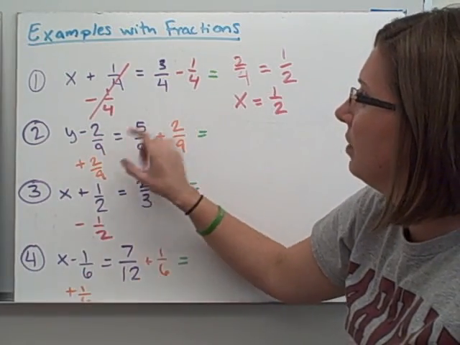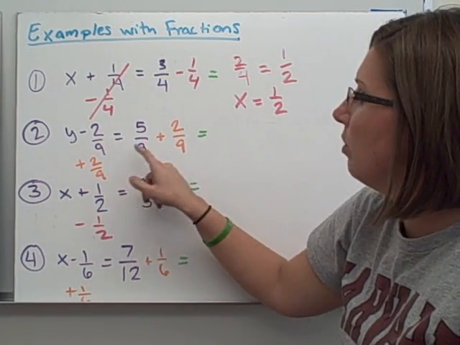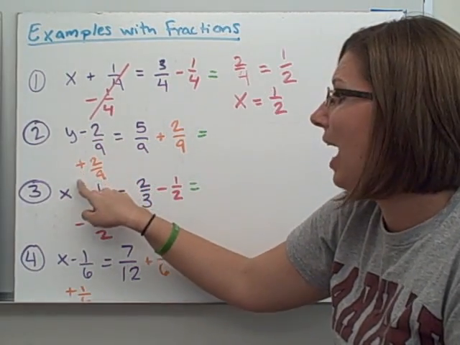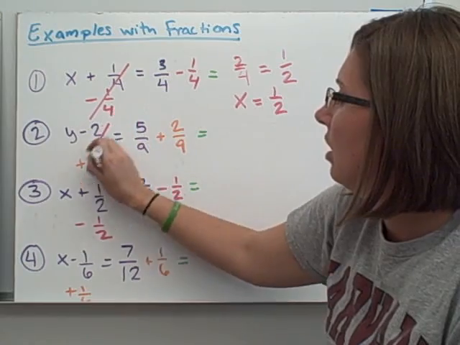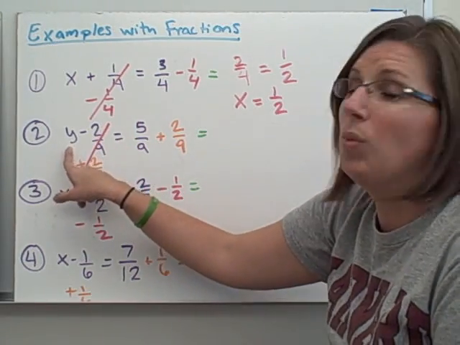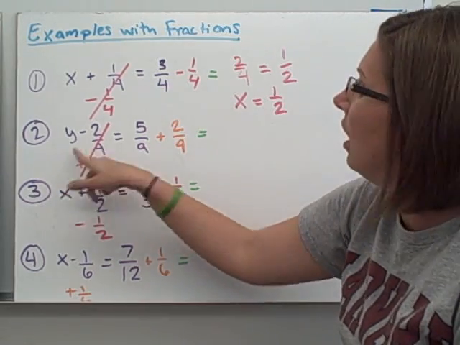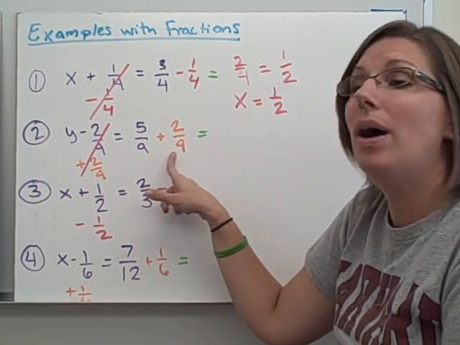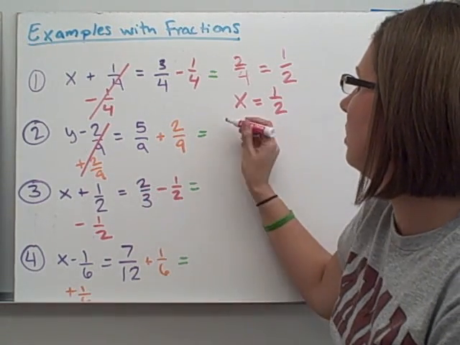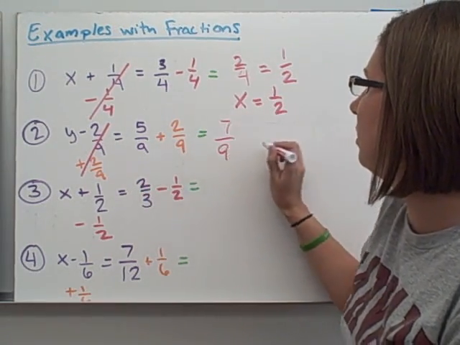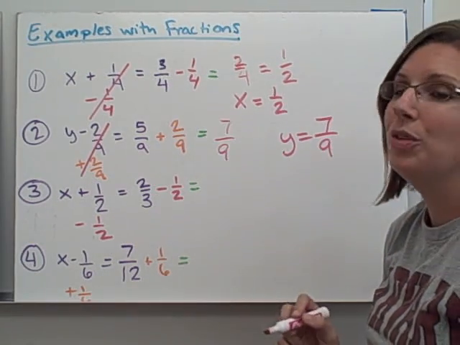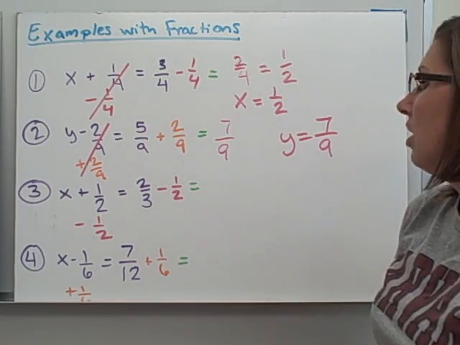Example 2 in purple. Y take away 2/9 equals 5/9. I have to undo the take away 2/9 by adding 2/9. Take away 2/9 plus 2/9 is 0 on this side, so I have just y by itself, which is what I want. And then what I do to the left side, I also have to do to the right side. 5/9 plus 2/9 equals 7/9. So I know that y equals 7/9. I didn't have to reduce or simplify there.